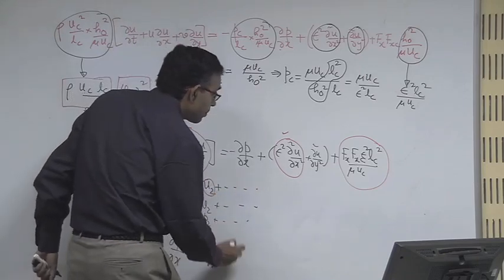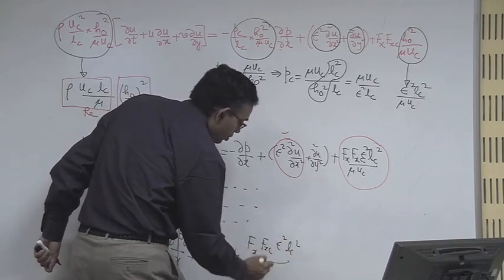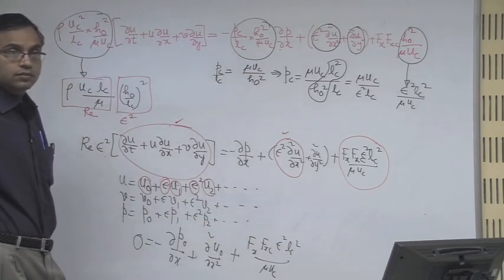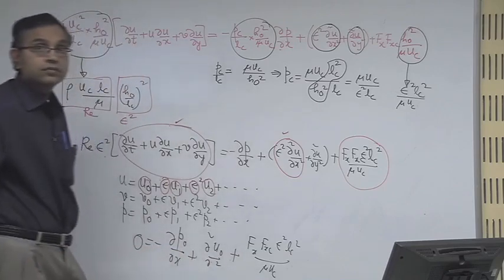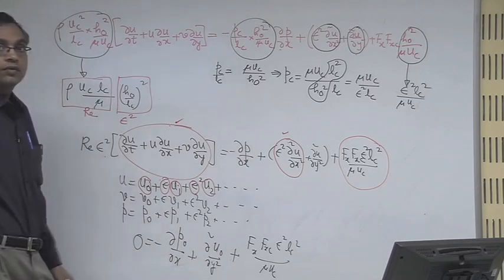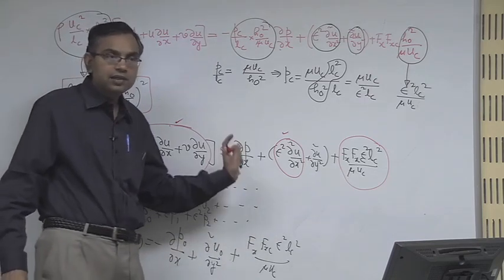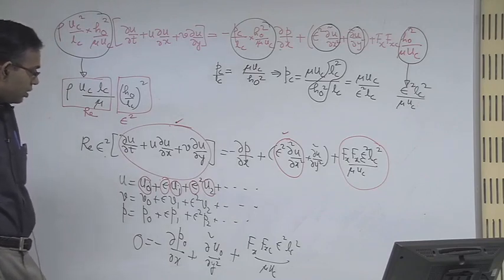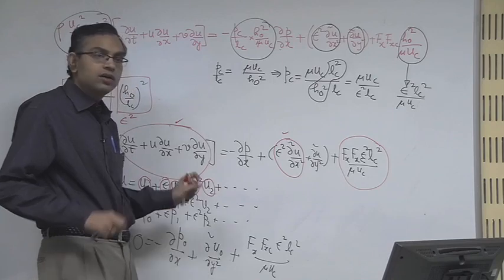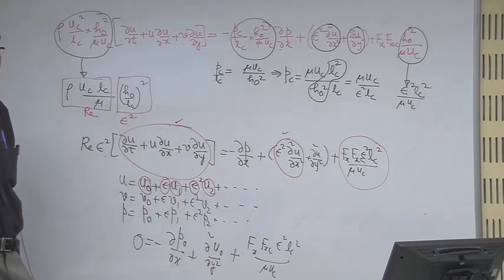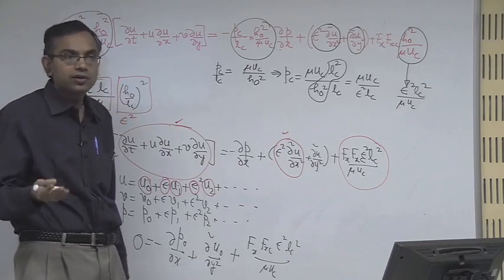So, plus f x c epsilon square l c square by mu u c, times the body force term. If no body force is present, then the last term is not important. So, then we are left with an equation which is del p 0 del x is equal to del square u 0 del y square. That is the leading order equation. And in lubrication theory, we do all the calculations using the leading order equations only, because that gives the dominant effect.